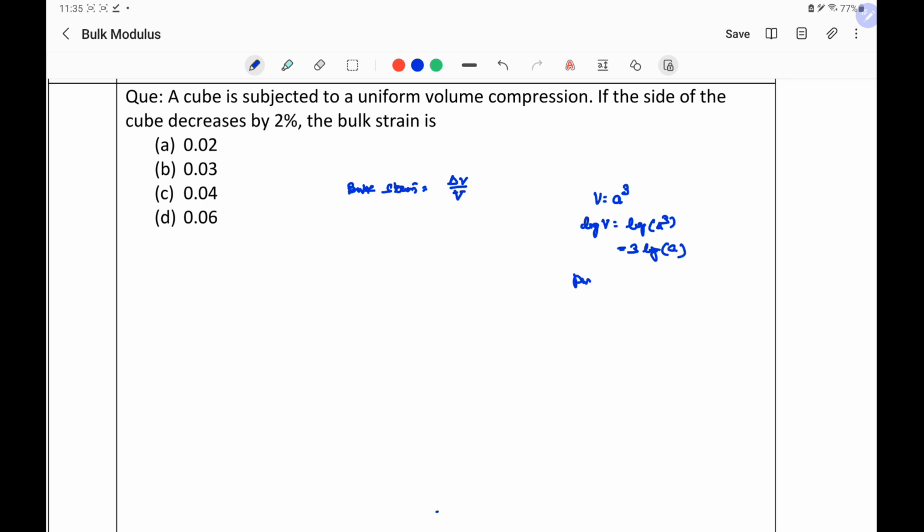Now taking the partial differentiation on both sides, we will have dV by V equal to 3 into dA by A. Therefore, we can replace dV by V by 3 into dA by A. This is the fractional change in the side, and it is given that the side changes by 2%. That means it is 3 into 2 by 100, so it will be equal to 0.06. Hence, option D is the correct option.